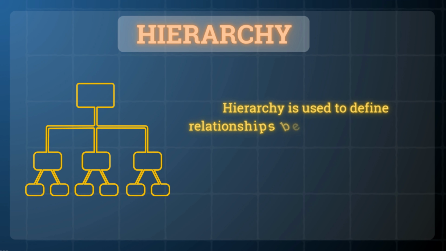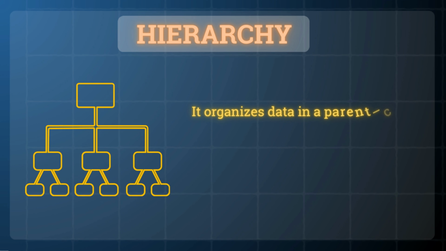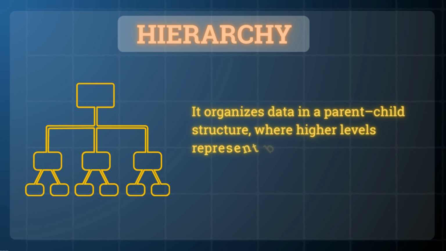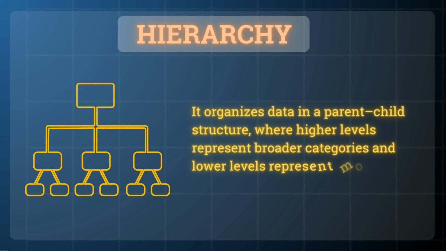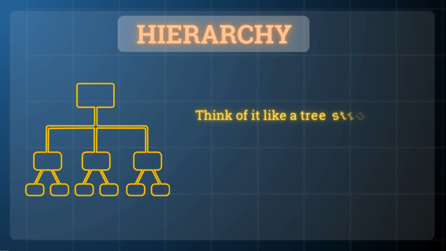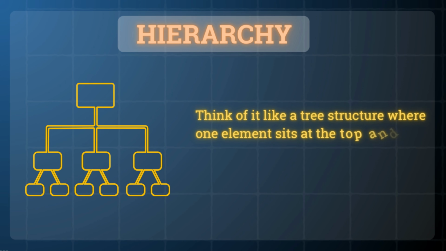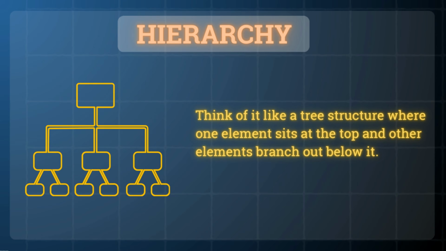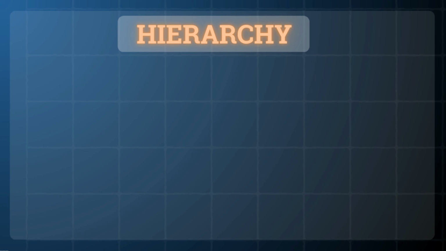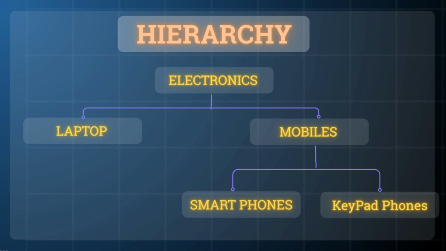Second type is hierarchy. Hierarchy is used to define relationships between different levels of data. It organizes data in a parent-child structure where higher levels represent broader categories and lower levels represent more detailed elements. Think of it like a tree structure where one element sits at the top and other elements branch out below it. For example, in a product hierarchy, electronics is the top level category, mobiles is a subcategory of electronics, a smartphone is a subcategory of mobiles.